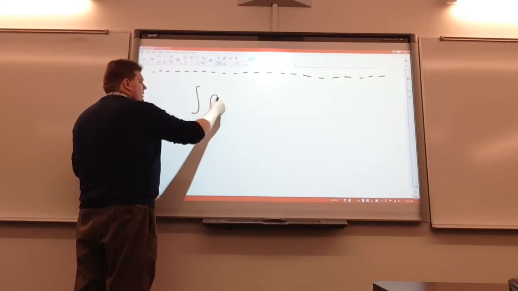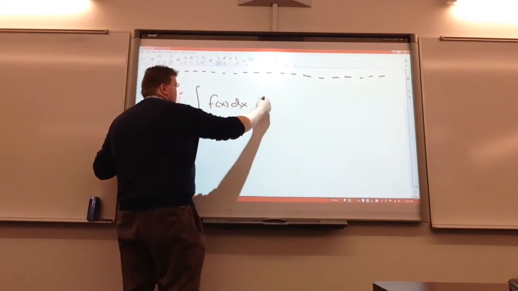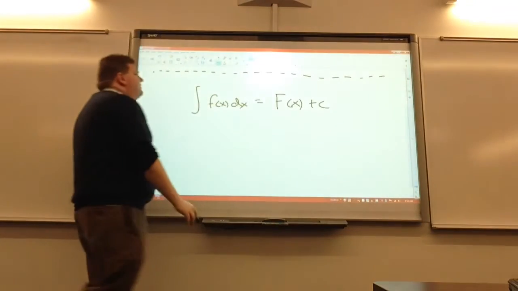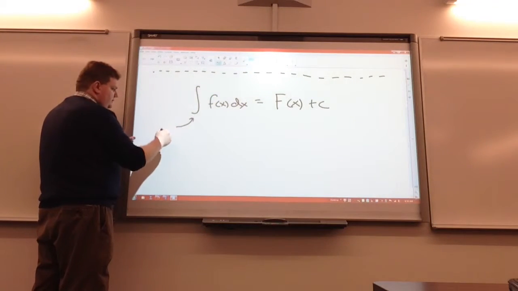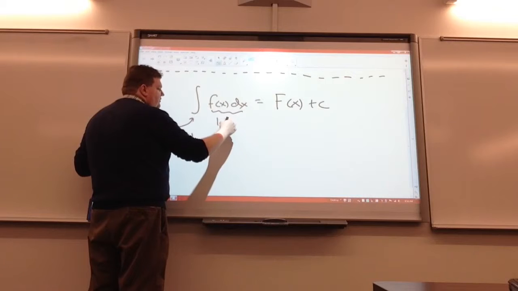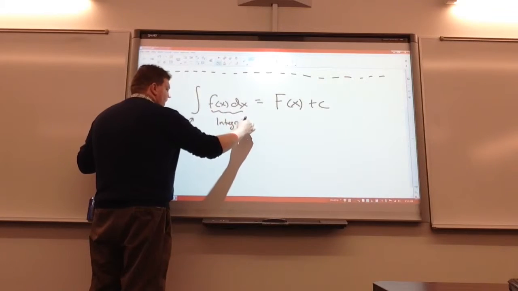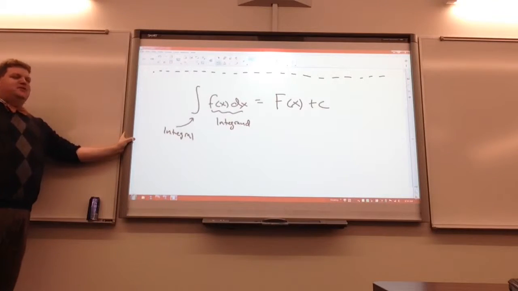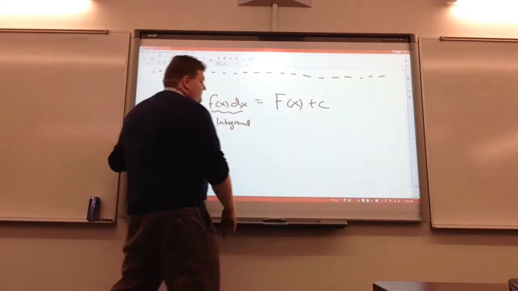The integral of f of x dx is equal to big F of x plus c. And here are all the pieces. This is the integral. This right here is something called the integrand. It's what you're taking the integral of. For the record, if you don't remember the term integrand, it's not the end of the world. It's like if I wrote up a long division problem and said, point out what the quotient is, and you couldn't, but you know how to do the long division. Same sort of idea.